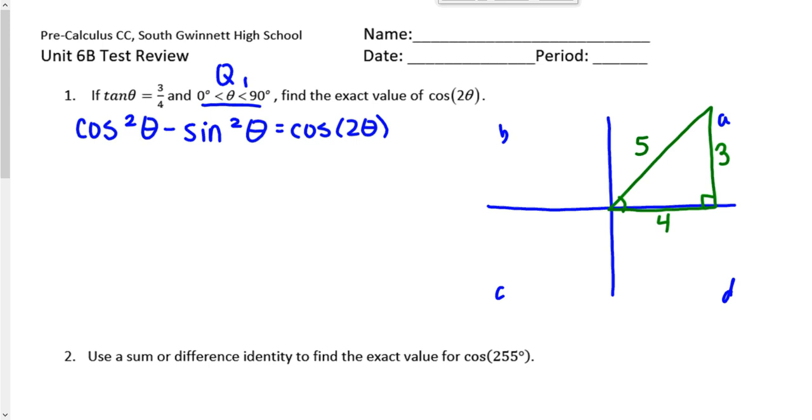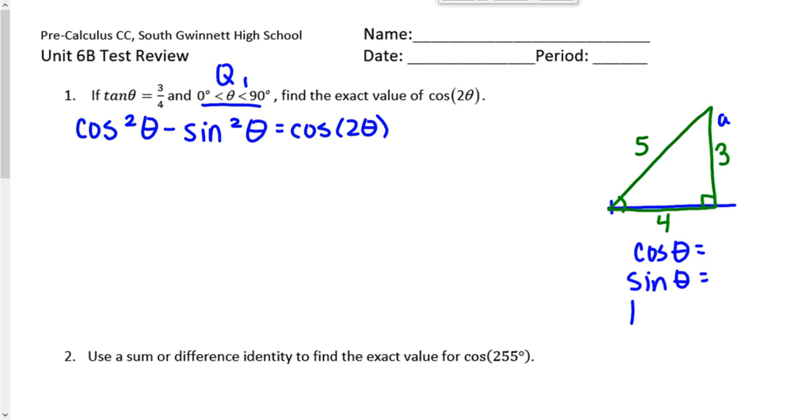If you have not memorized your Pythagorean triples, how could you find that? Pythagorean theorem. Okay. So I'm going to go ahead and figure out, based on this triangle, what is sine, what is cosine, and what is tangent. We already have tan, yes? So I need... Cosine's 4/5. Do you agree with them?